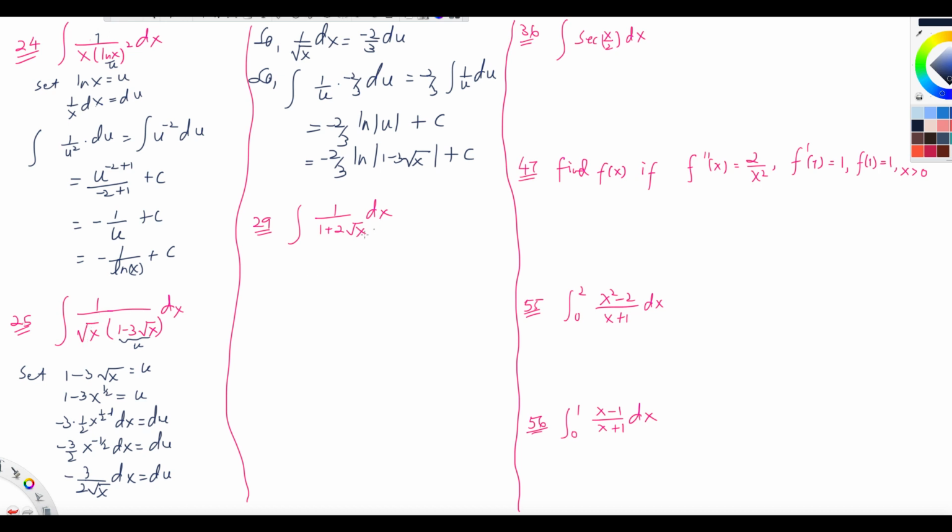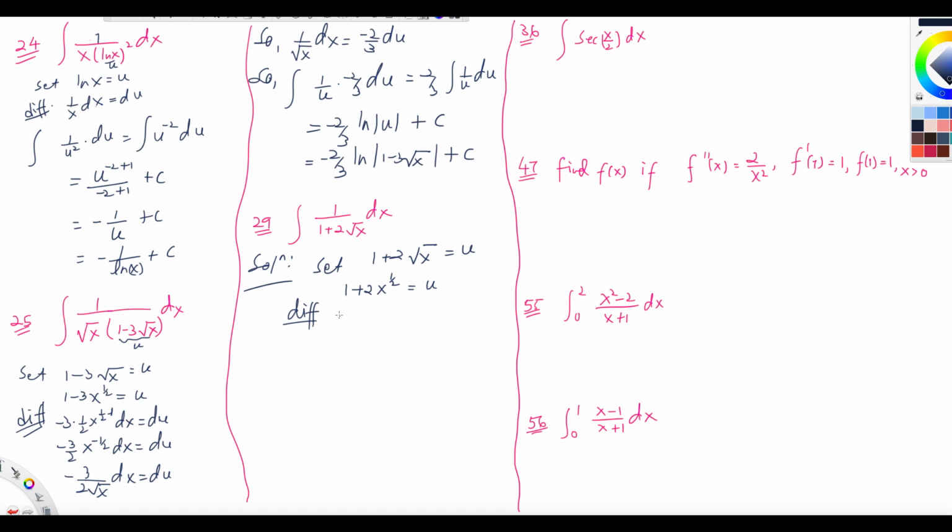That's the thing. So solution again, here set 1 plus 2 root x equals u. Again, similar to the previous one, 1 plus 2x to the 1/2 equals u. Now find the derivative. I'm differentiating on both sides, finding the derivative on both sides.